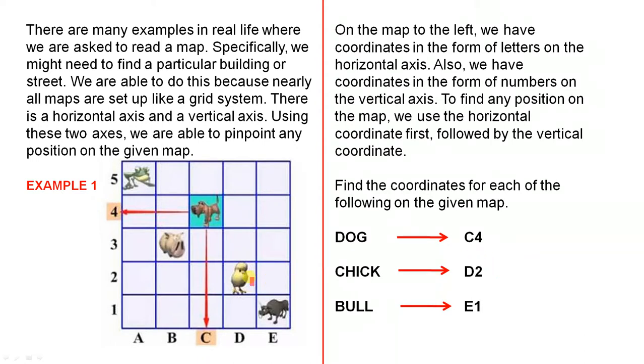The little chick, that's here. So we start here. The little chick, here we go. A, B, C, D. So D is the first one. And then we go there, and that's 2. So D2 for the chick. The bull, there's the bull there. We always start here at that corner. So we go across to E, and we go up 1. So the bull is E1.